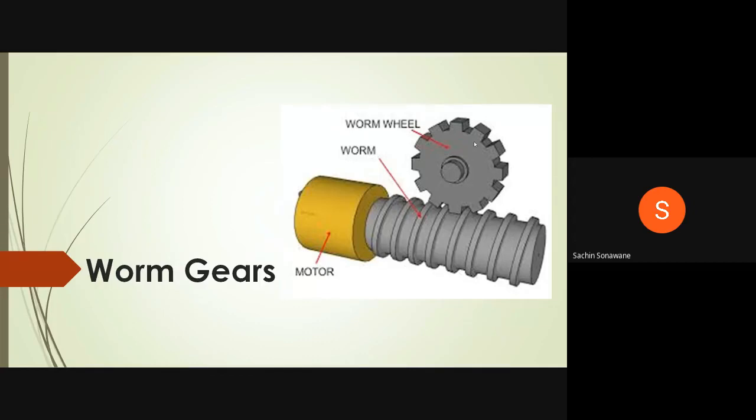Now, our day-to-day application of worm gear is the table fan. At the back side of the table fan, the fan moves like this, towards right or towards left. If you open the back side of the table fan, you will find that worm and worm gears are used.